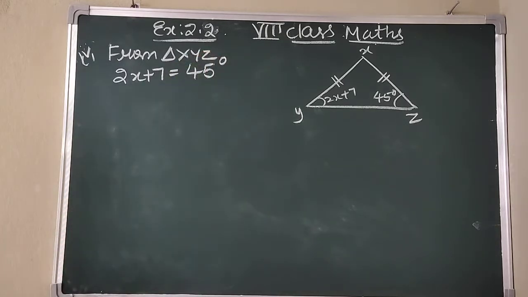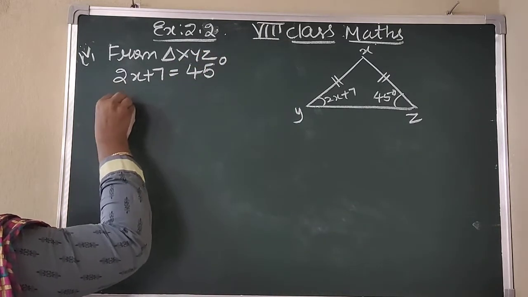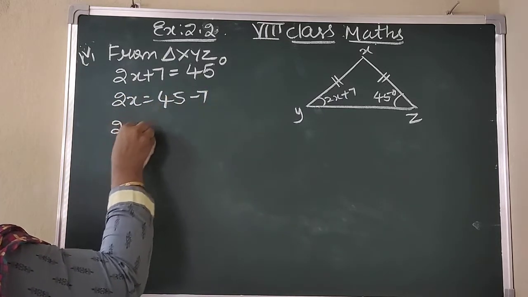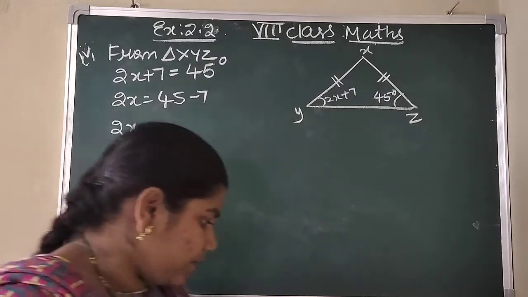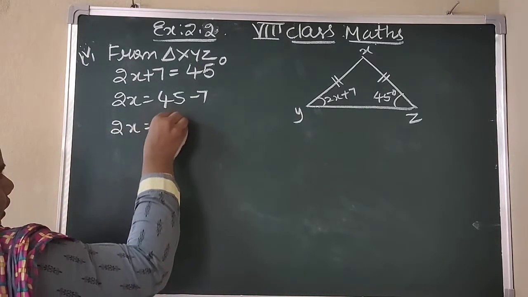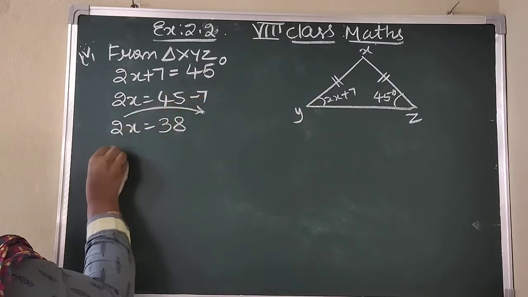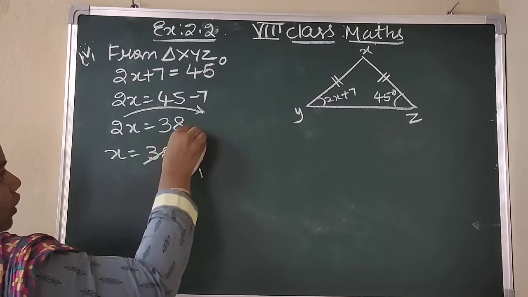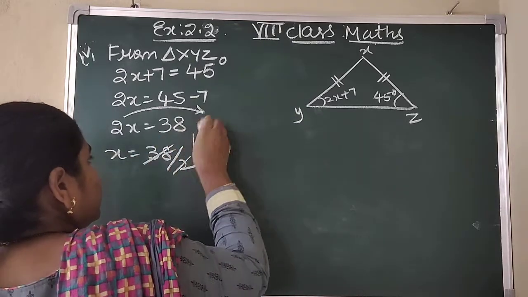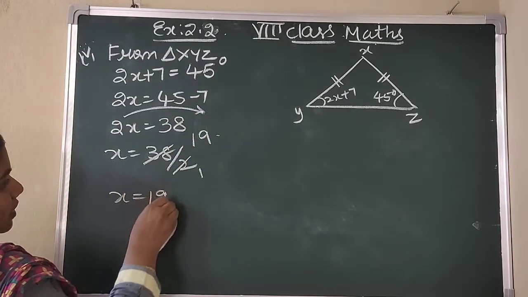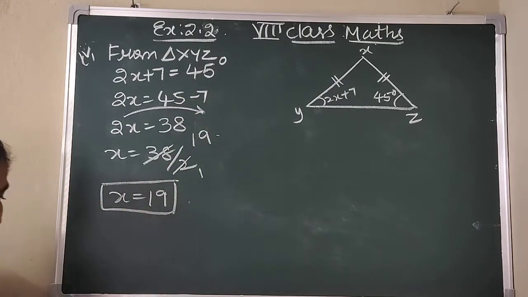Now transpose this 7 to the other side. So 2x is equal to 45 minus 7, which is 38. Transpose this 2 to the other side. So the x value will be 38 by 2. 2 1s are 2, 2 19s are 38. So what is the answer? The x value we got is 19. Okay, so this is our first bit.